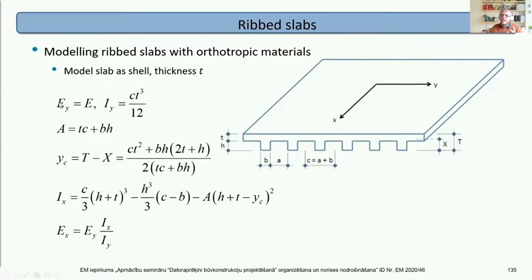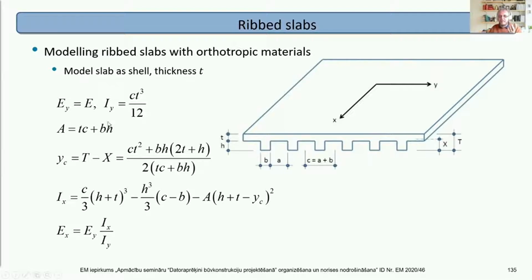So the Young's modulus in the y direction is our concrete Young's modulus. And the I value is based on the t thickness, c d cubed over 12, c being the nominal width. The nominal width in this case will be this distance between the ribs. We can in the other direction, but we go with c as our nominal width.